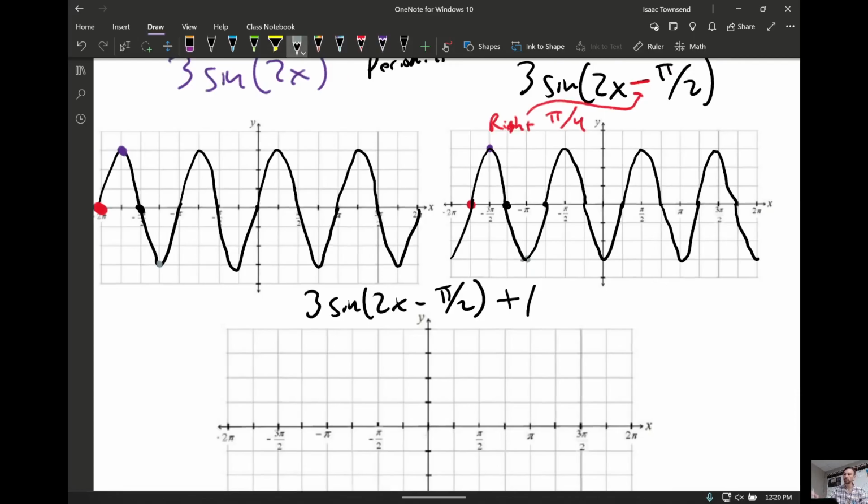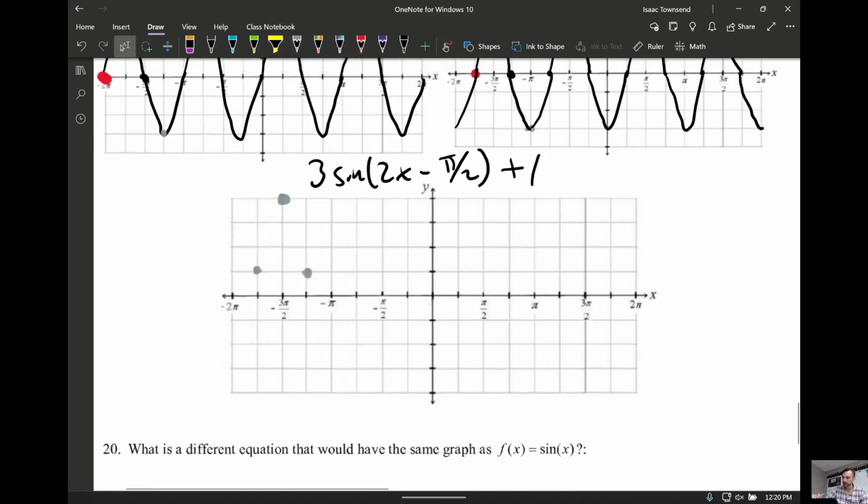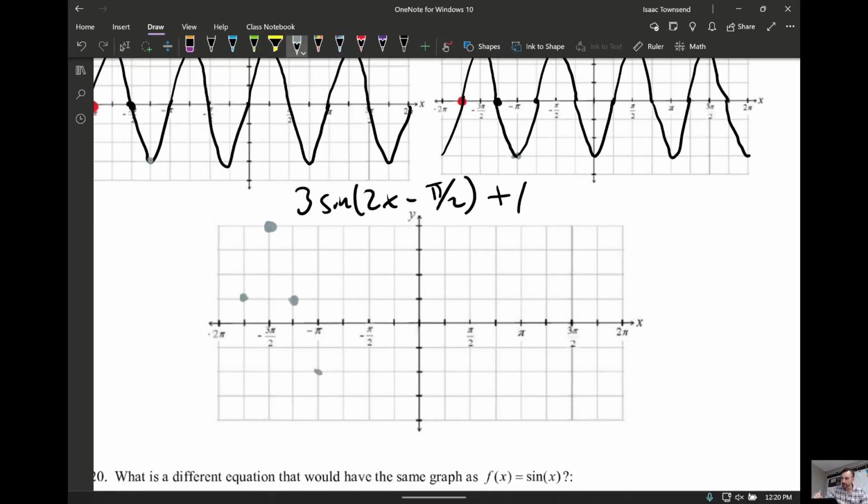Okay, so every one of these points just goes up 1. This one moves to here. This moves up 1. This moves up 1. You can move every single point up 1 if that makes you feel more comfortable. But once again, once you really have one full cycle in carefully, then you can just repeat it until your graph is full.